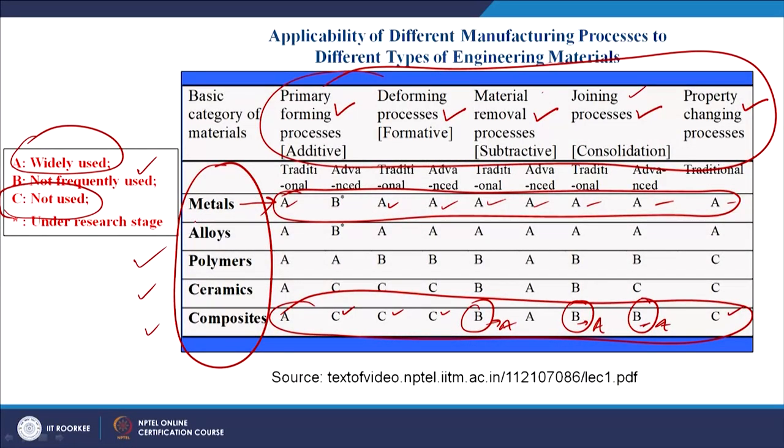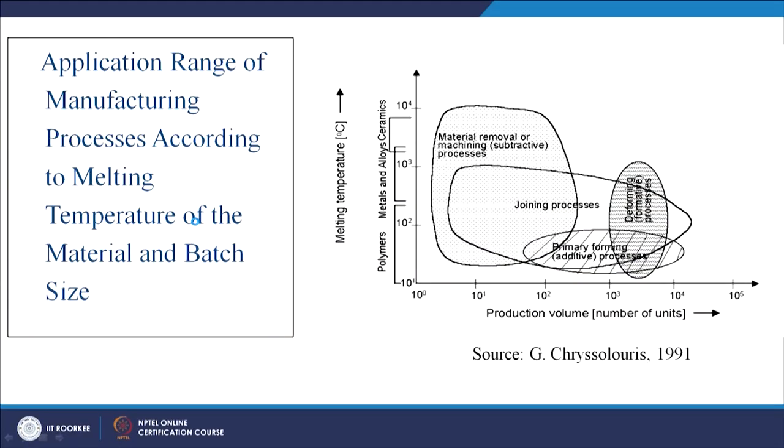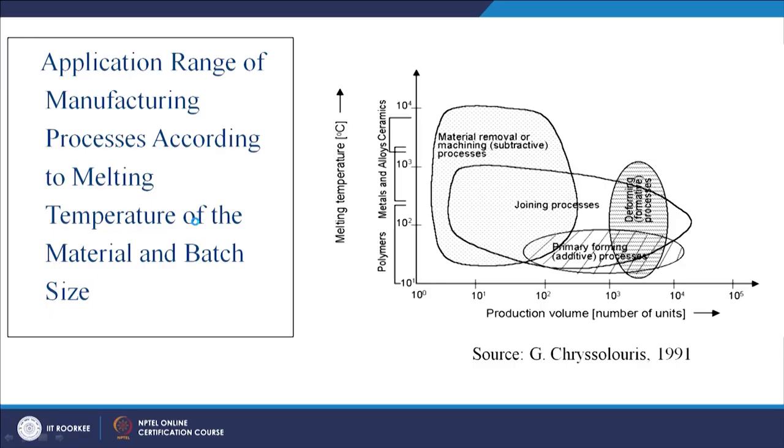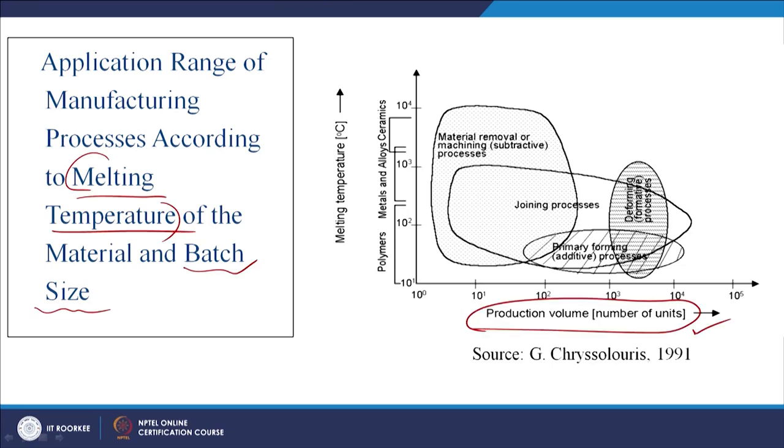So this is a summary of the manufacturing processes vis-a-vis the engineering materials, showing for which type of material, which type of process is well developed. This is another guideline or criterion which can help us decide which process can be used under certain specific circumstances. It is based on two important parameters. First one is the melting temperature, and the other one is the production volume, or the number of products that have to be produced, which can also be called the batch size. So on the y-axis we have the melting temperature, on the x-axis we have the production volume.